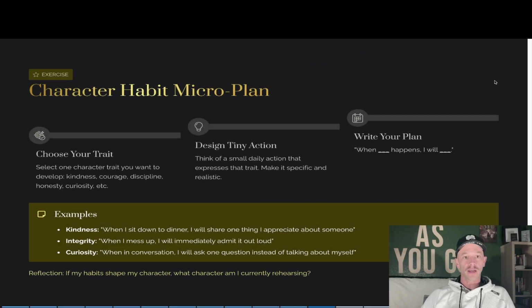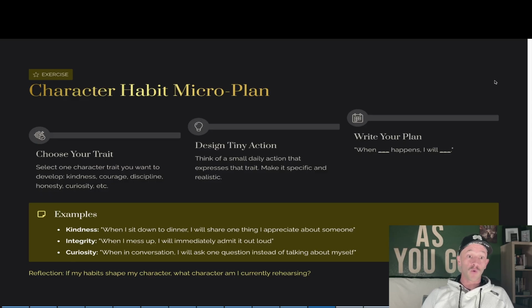All right, exercise. Character habit microplan. Choose your trait. Select one character trait you want to develop: kindness, courage, discipline, honesty, curiosity. Design a tiny action. Think of a small daily action that expresses that trait. Make it specific and realistic. Write your plan: when blank happens, I will blank.